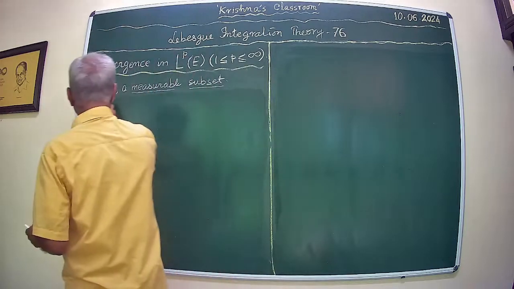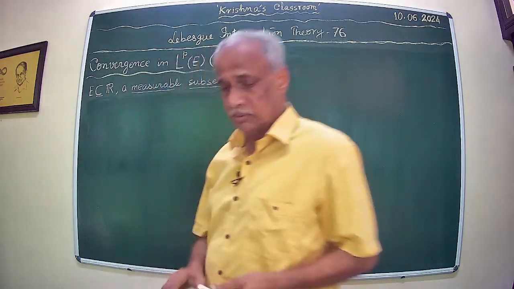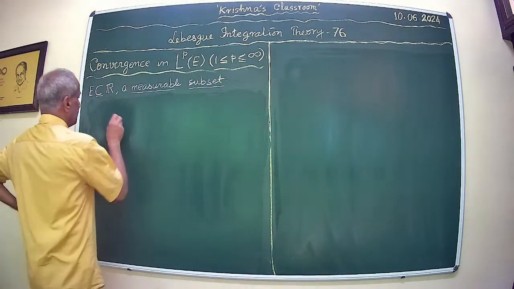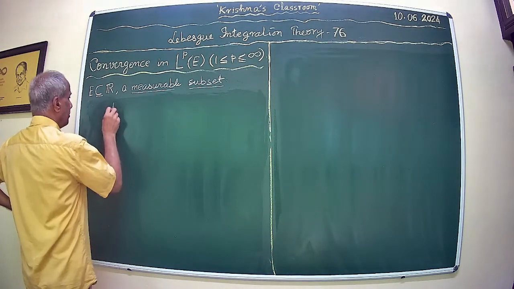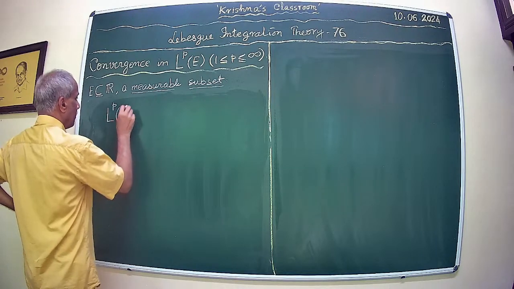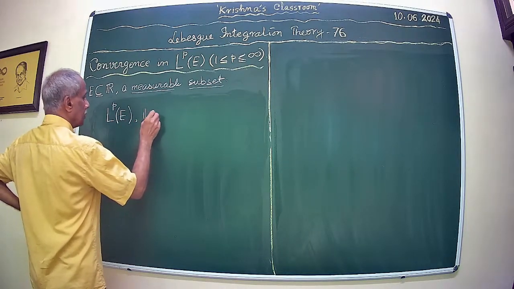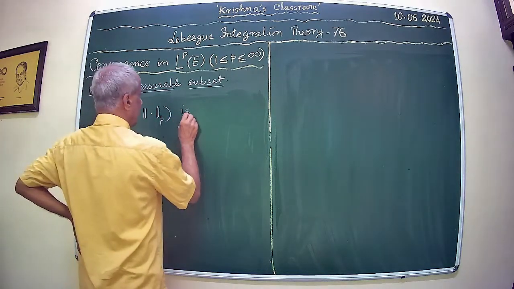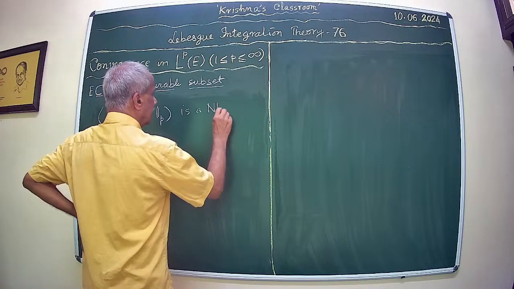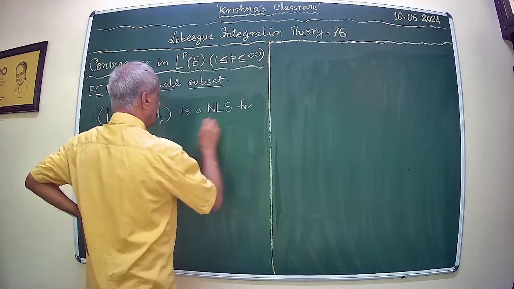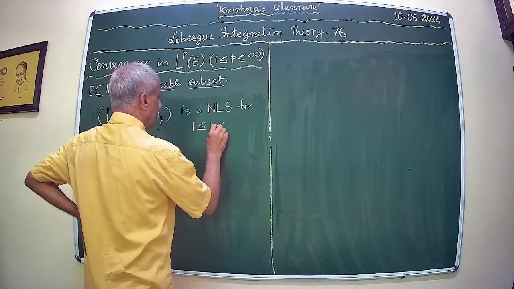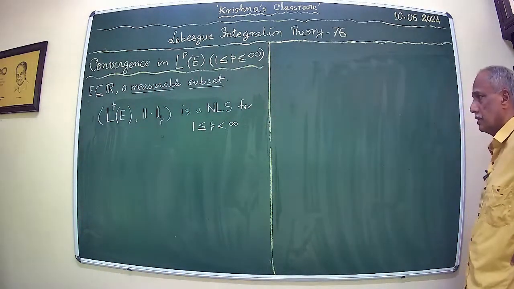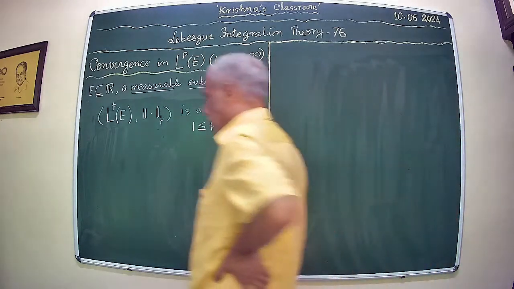So therefore, what we have obtained is this, that L^p(E) with the norm is a normed linear space for 1 less than or equal to p less than infinity, and this we know how it is defined.